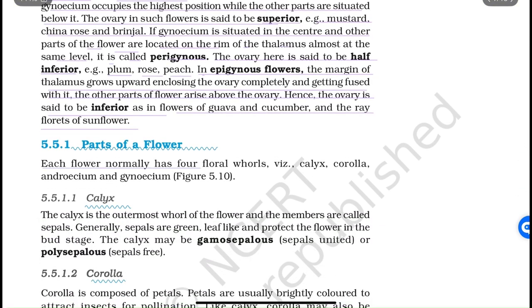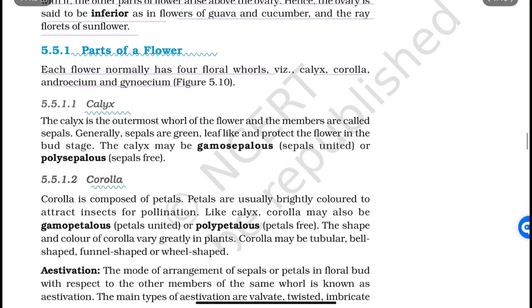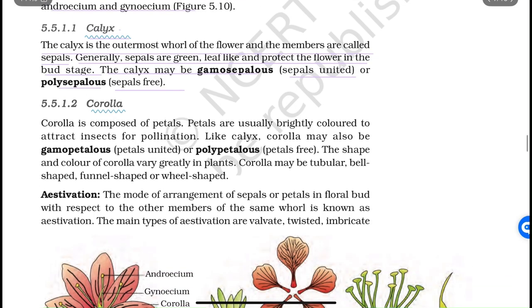Each flower normally has four floral whorls, that are calyx, corolla, androecium, and gynoecium. First is calyx. The calyx is the outermost whorl of the flower and the members are called sepals. Generally, sepals are green, leaf-like, and protect the flower in the bud stage and also do photosynthesis. But the calyx may be gamosepalous, means sepals united, or polysepalous, means sepals are free.